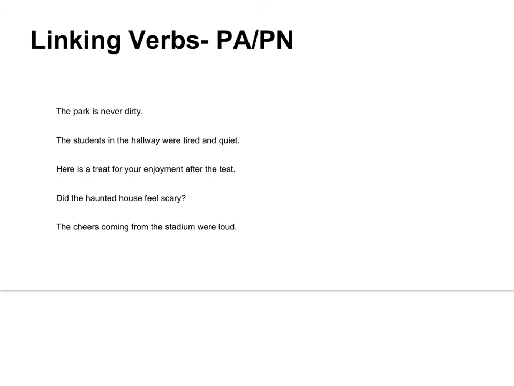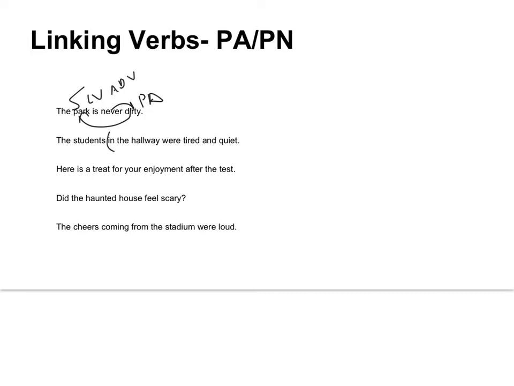Let's practice just a little bit more with predicate adjectives and predicate nouns. The park is never dirty. Here's my linking verb. Dirty is modifying park, and so that is a predicate adjective. And never is modifying dirty, and that is an adverb modifying an adjective.